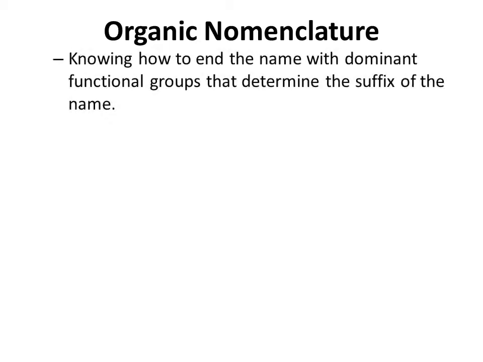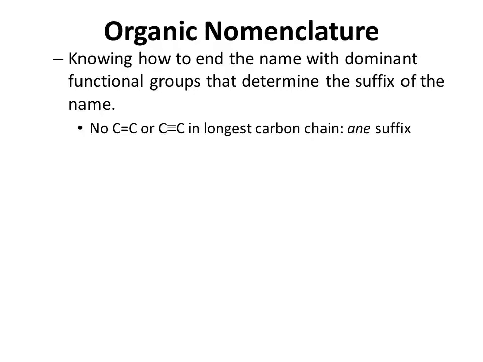Another thing you have to know about organic nomenclature is how to end the name with the dominant functional groups that determine the suffix, that is the ending, of the name. If there are no carbon-carbon double bonds or carbon-carbon triple bonds in the longest carbon chain, then the suffix or ending will be ane, A-N-E.